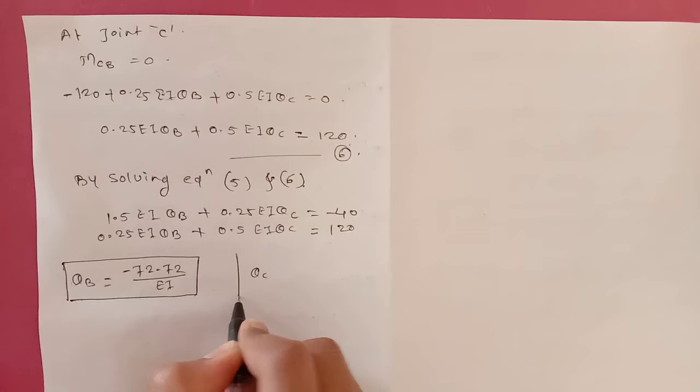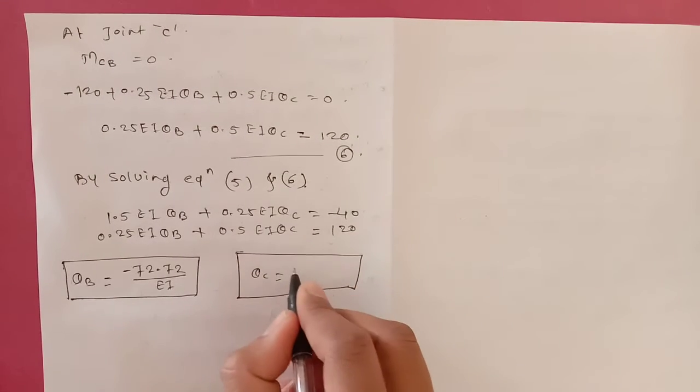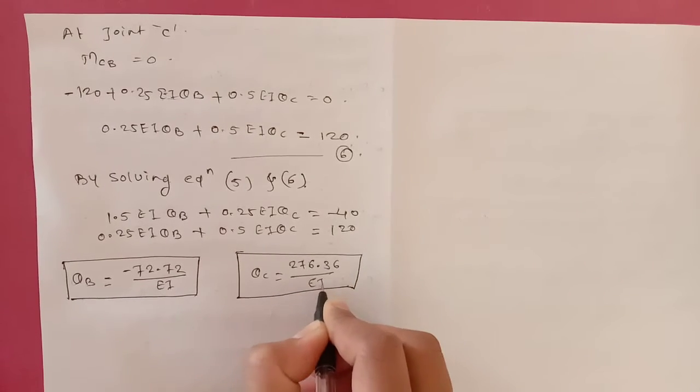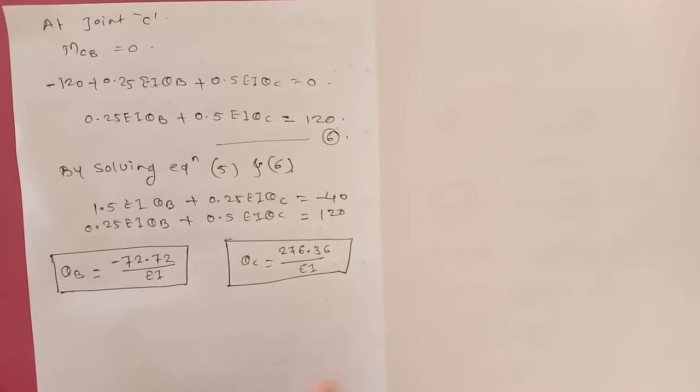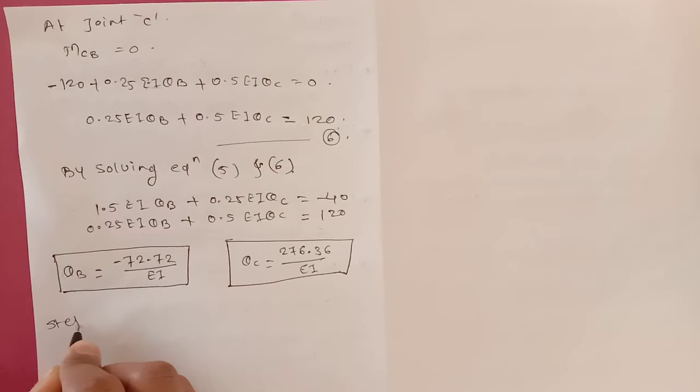And then we get the theta C value, which is 276.36 divided by EI. These are our unknown displacements, that is theta B and theta C. After that, put these theta B and theta C values in equations 1 to 4 to find the moments at the ends. So step number 5.